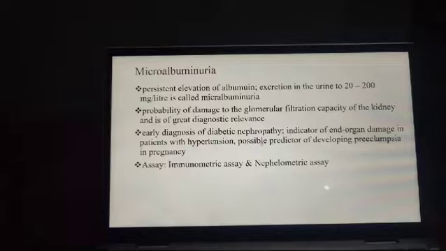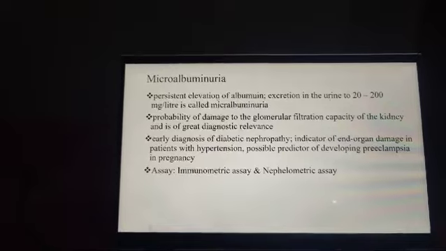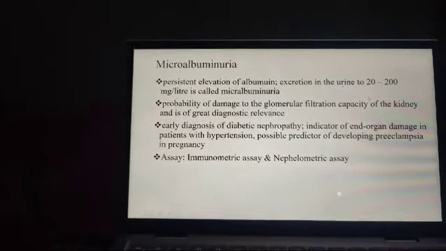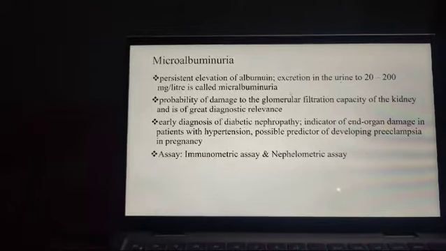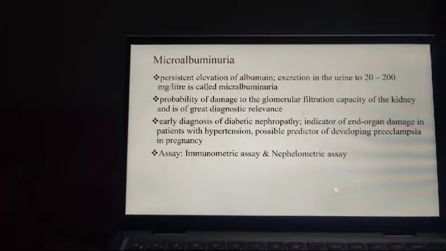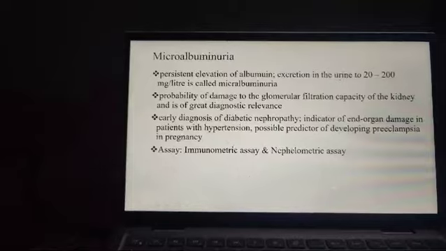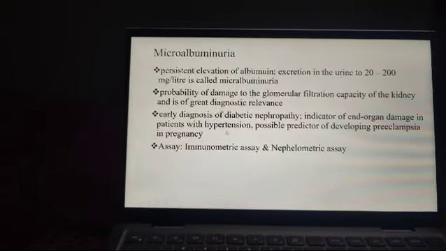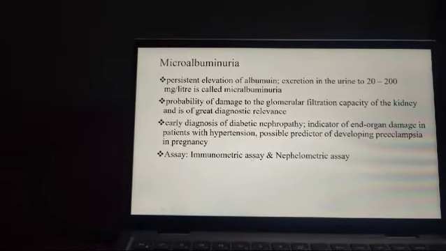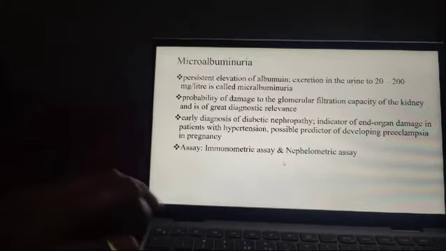Next asked question, what do you mean by microalbuminuria? When there is persistent elevation of albumin, you call it microalbuminuria, where the value ranges from 20 to 200 milligram per liter. So there is a probability of damage to the glomerular filtration capacity. So it is of great diagnostic relevance, especially for the early diagnosis of patients with diabetic nephropathy or hypertension, or those patients who are developing preeclampsia. You can assay them by immunometric assay or nephelometric assay.